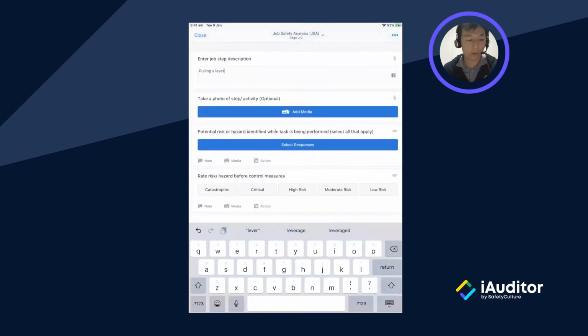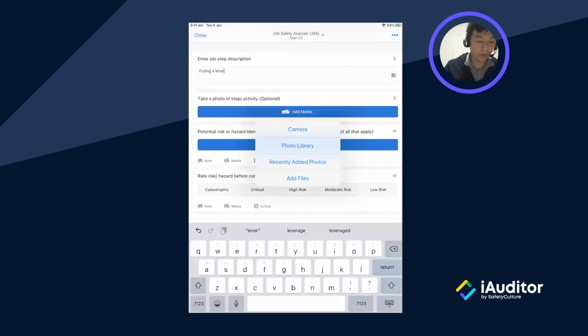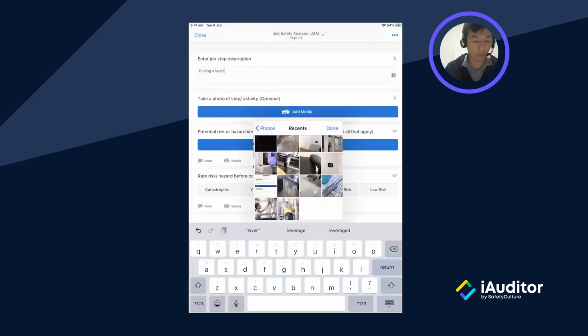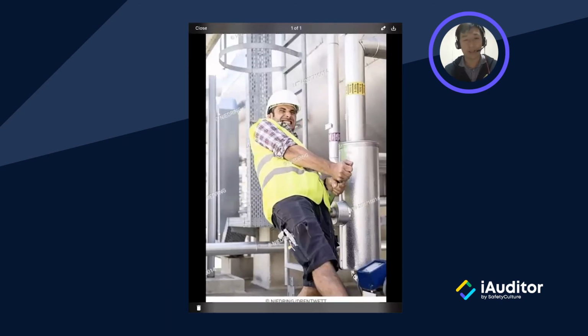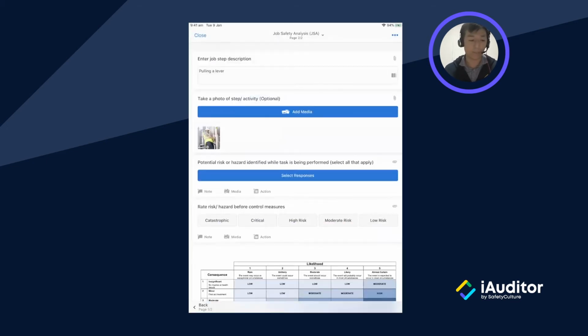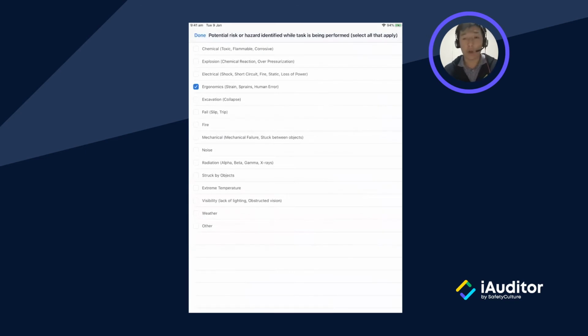Here's where we have the jump on paper-bound JSAs. Where you'd normally need to rely on diagrams, drawings, or descriptions, here I can actually take a photo of the work being performed. And you're seeing straight away that the lever is not so easy to pull. And we're seeing this lever being pulled dozens of times a day, every single day, which definitely poses a hazard, specifically an ergonomic hazard.